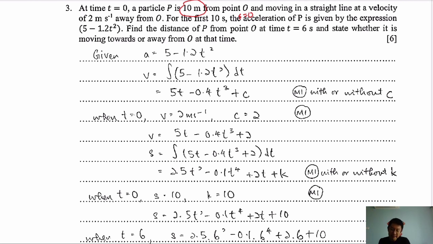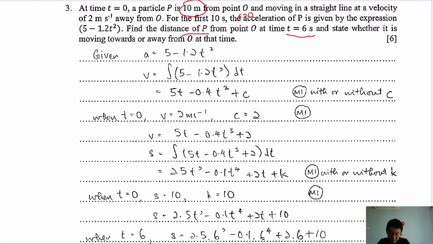And then what it says is it is moving in a straight line at a velocity of 2 meters per second away from O. For the first 10 seconds, the acceleration of p is given by this expression, 5 minus 1.2 t squared. So first is to find the distance of p from point O at time t is equal to 6 seconds. We actually have to find this one first. So we need to find the distance of p from point O. So basically it is to find the displacement.